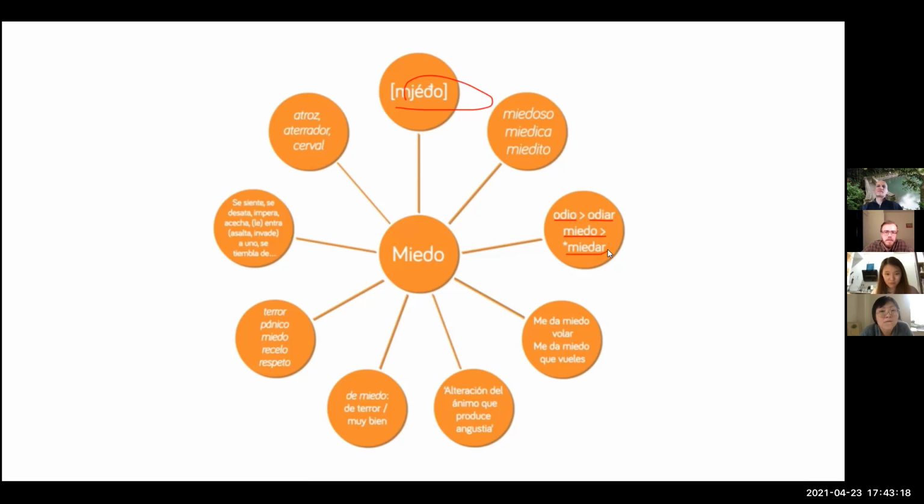My students need to know that if odio turns into odiar, miedo doesn't work the same way. Then they need to know some expressions such as me da miedo volar or me da miedo que hueles. What is the definition of miedo? Well, like the definition from the dictionary. And then we have all the synonyms or similar ways to express this idea of fear.